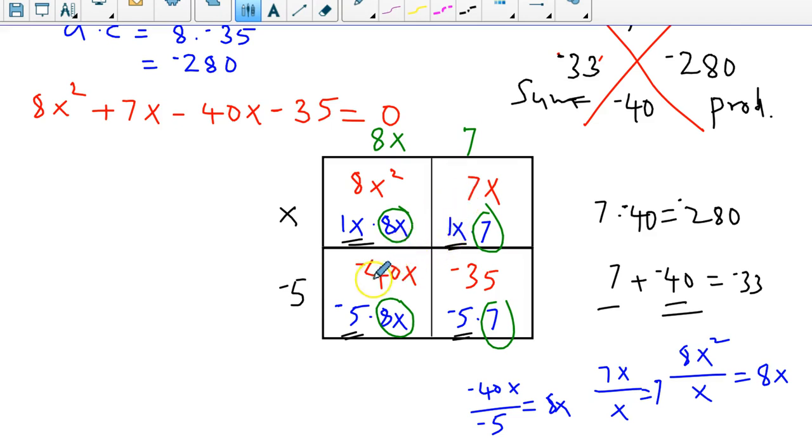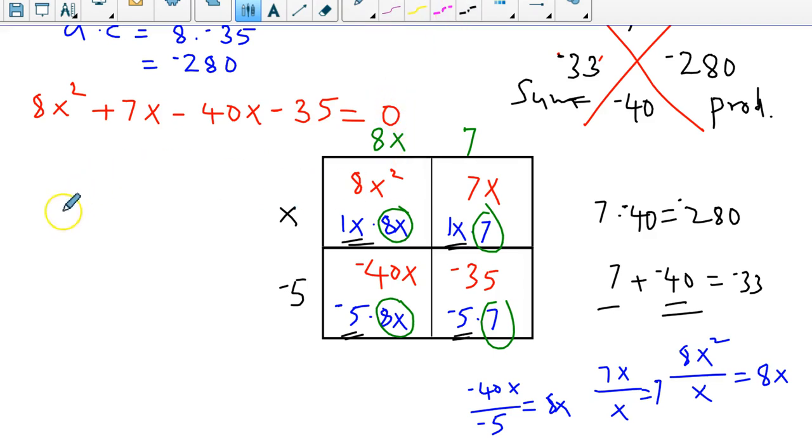Now double check and see. Out of 8x square, x came here and 8x. X times 8x, 8x square. This 7x, x times 7, 7x. That's taken care of. This 40, negative 5 times 8x, that is negative 40x. Same way, negative 5 times 7, negative 35. Every term is taken care of, and you ended up getting the two factors of that quadratic equation.